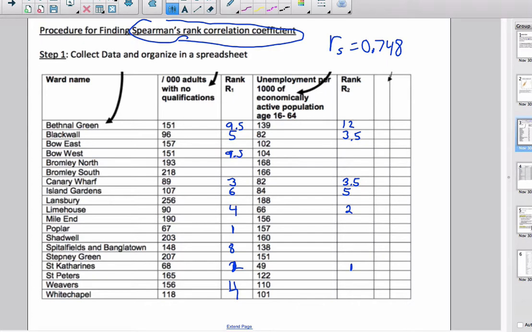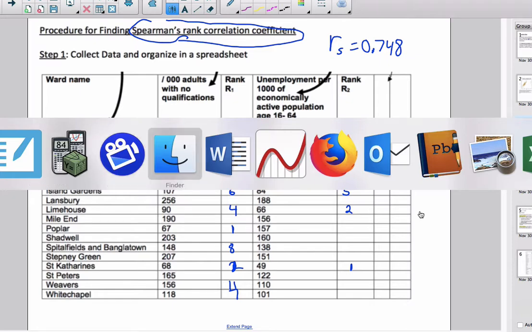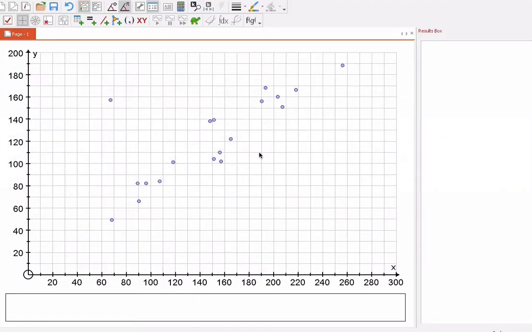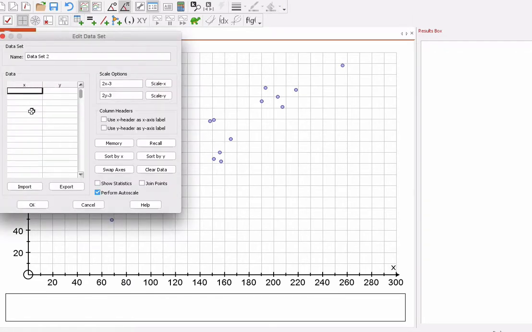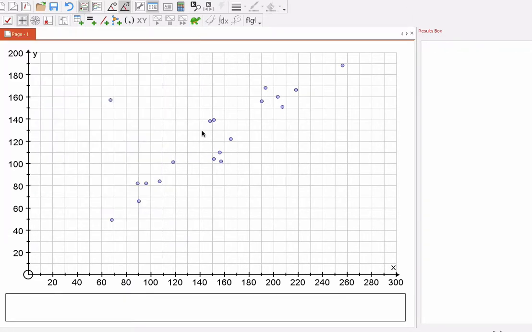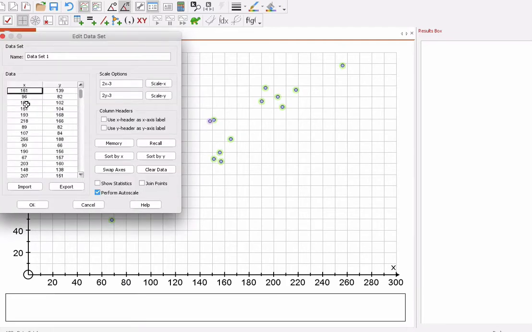Okay, so we're going to do the same thing now in Autograph. So let's take a look at Autograph. So here is a plot of all the data points. Okay, and first of all, to enter it, you can just click on this thing here and you can copy and paste or type in all the data. I've got all the data typed in already.